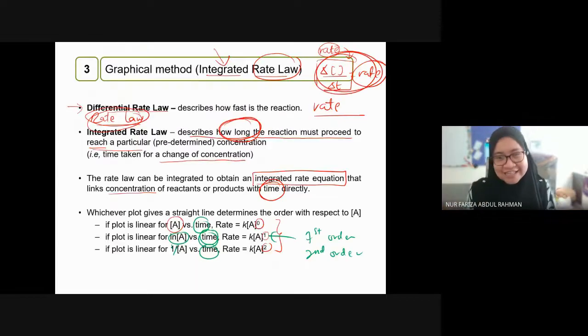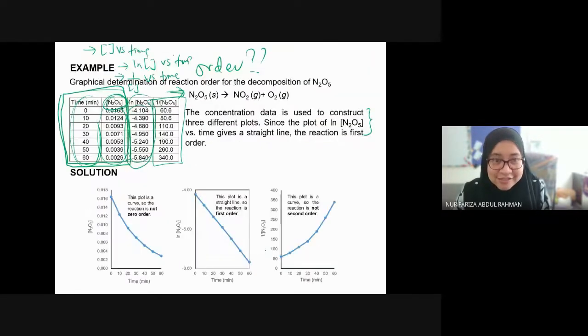That's why lah kat sini yang term-term dia cakap, if plot is linear, then dia zero order. If plot is linear for ln A versus time, then it is first order. If you see, if plot is linear for 1/A versus time, then it is second order. That means you have to plot all the 3 graphs and you have to check, to observe which of these 3 graphs produce a linear graph.